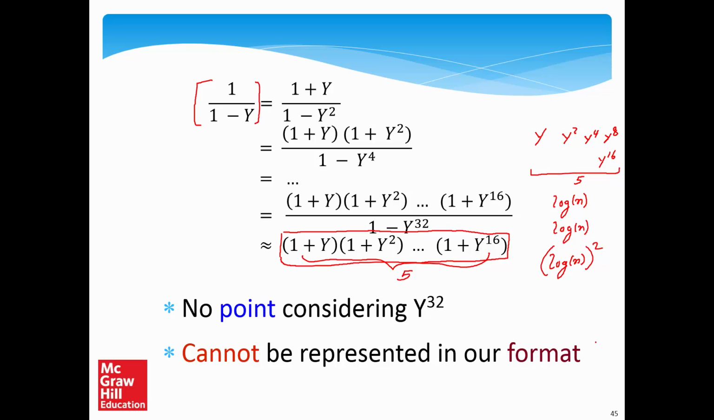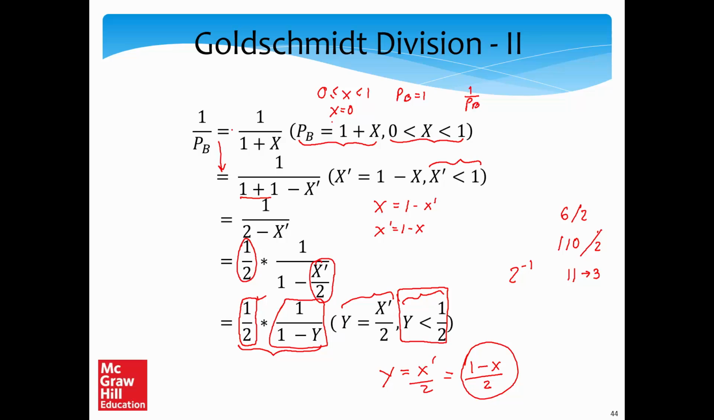So we compute the product of these 5 terms, and this is our result. Once we have 1 by 1 minus y, we need to multiply it with half, which is the same as right shifting it by one position. So this will give us the reciprocal of the significand.